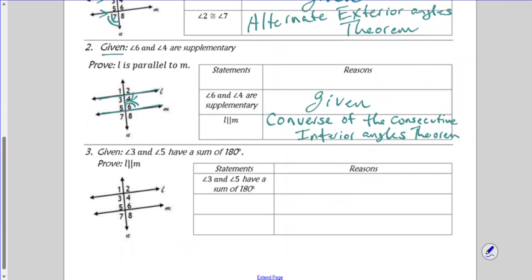Angles 3 and 5 have a sum of 180 degrees. That's given to us. And eventually we want to work down to L being parallel to M. So 3 and 5, those are consecutive interior angles again. And eventually I want to work my way down to two lines being parallel. So it's kind of similar to this, where I have supplementary angles and I'm getting to parallel lines, except I'm missing a step in there. This is just talking about them having a sum of 180. This does not use the word supplementary.